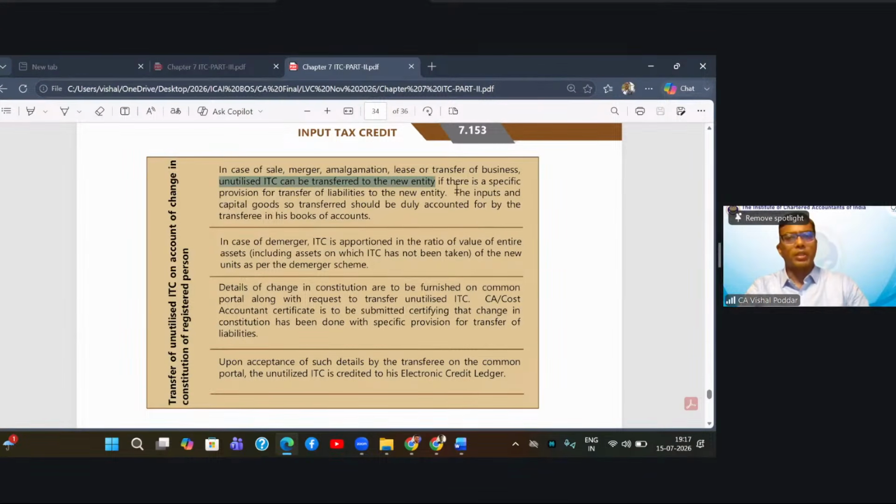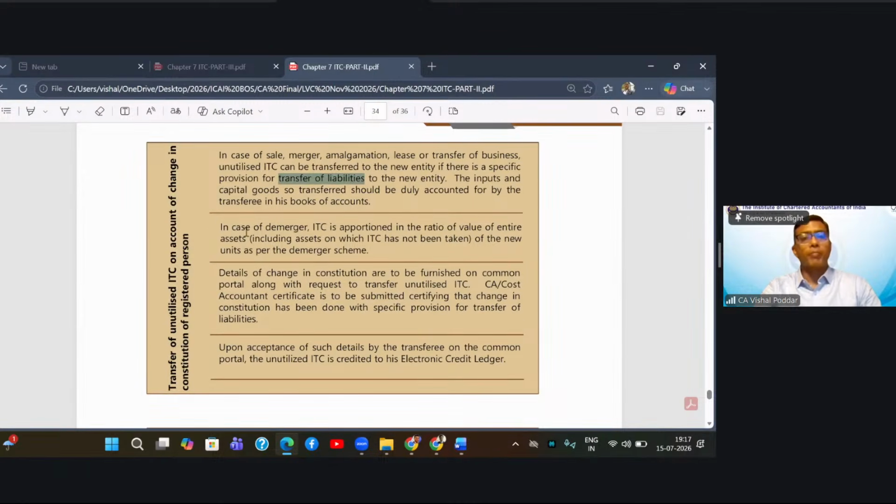The first main condition is that you will also transfer your liabilities. So, along with all the assets, you have to transfer all the liabilities, right? Now, in case of demerger, what has happened? A big company has got split into smaller companies. Now, in this case, when you have to transfer the unutilized ITC, you will not transfer the entire ITC to one person. You will divide the ITC to all the smaller units.